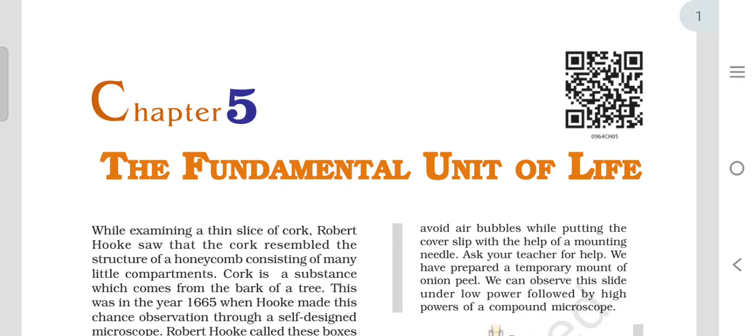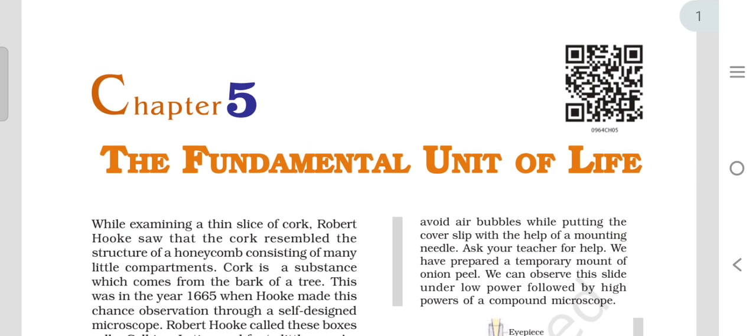So, today we are going to discuss chapter number 5 of your science textbook, that is, the fundamental unit of life. My dear friends, do you know what is the fundamental unit of life? It is the cell. We know the cell is the structural and the functional unit of life.